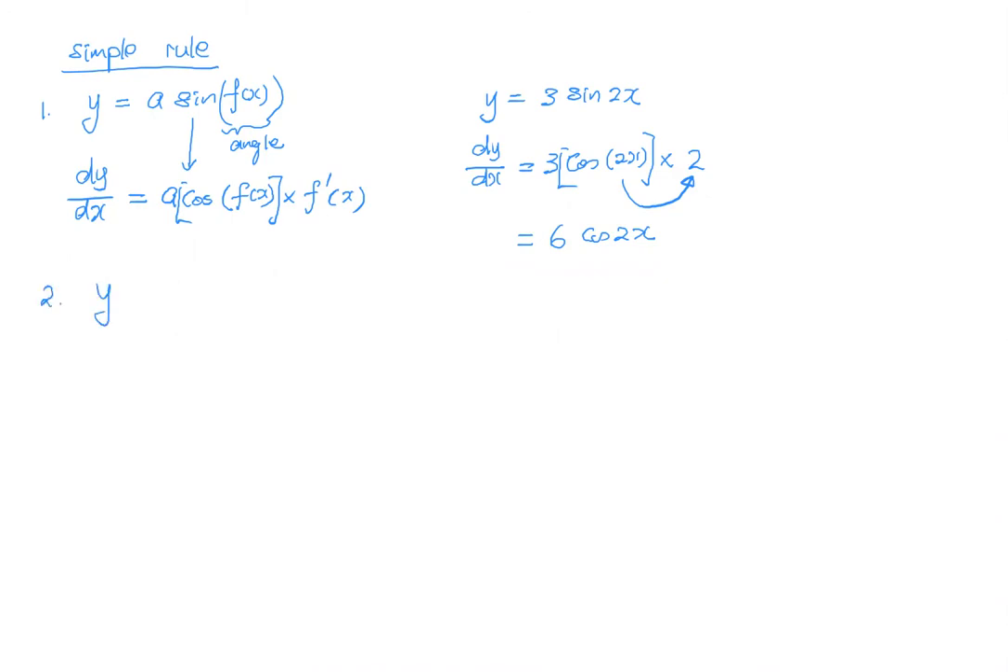Okay, now second one. If I have y equal to cos of an angle, when I differentiate, I will get a, but instead of cos, you have to put negative sin. Clear? Then times by the derivative of the angle. Is that okay?